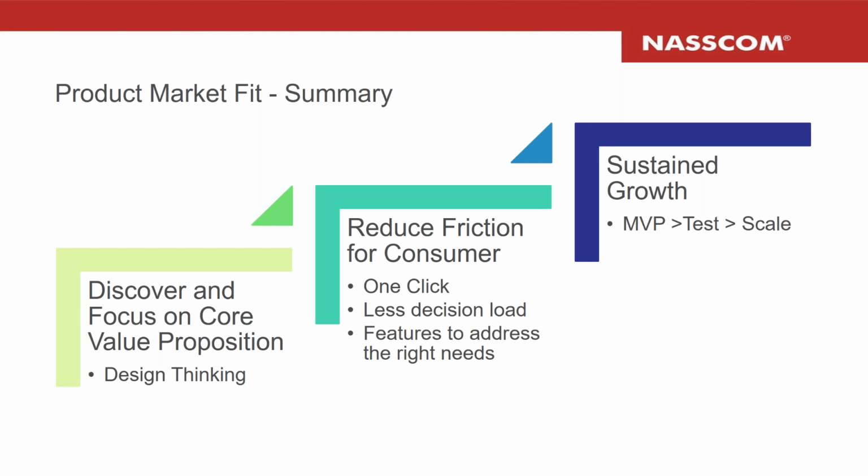The next step would be to, when you build the product, look at reducing friction for the consumer, keep low decision load. One click is a way of telling that, okay, keep it extremely simple to use, whether it is a software product or any other product. Keep features to address the right needs as the dominant flow. You can go on adding more complex things later. And that's the path to sustained growth by building, testing, and scaling. Right. So I think this is where I would like to take some questions.